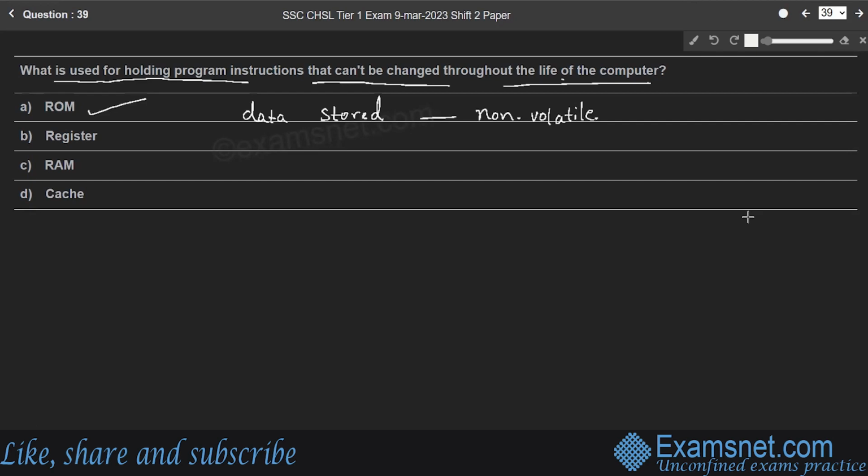There are 5 basic ROM types: ROM, PROM, and so on. ROM means read-only memory.